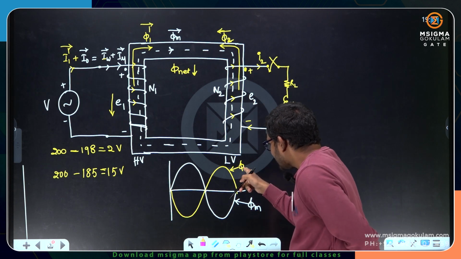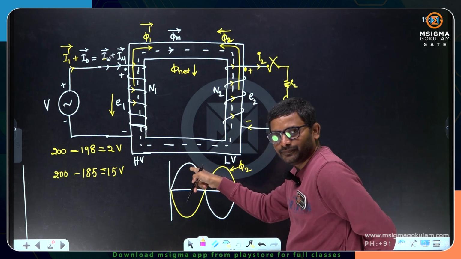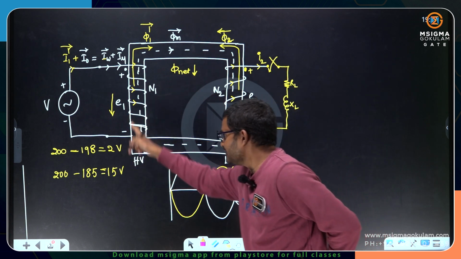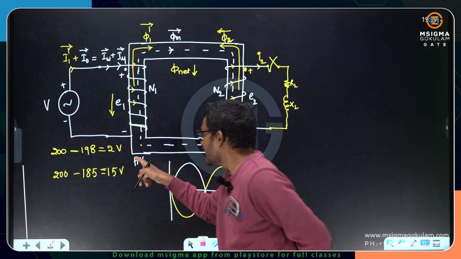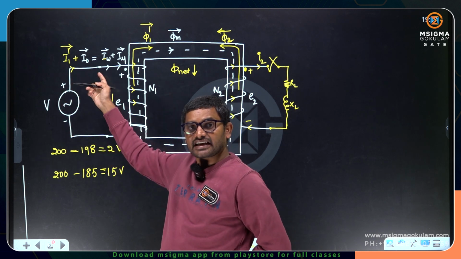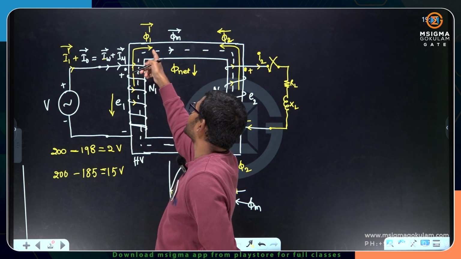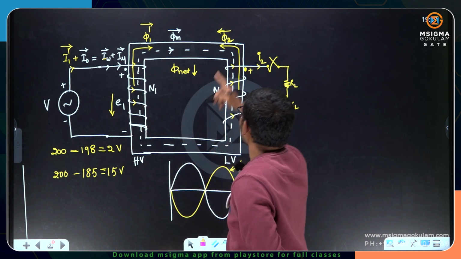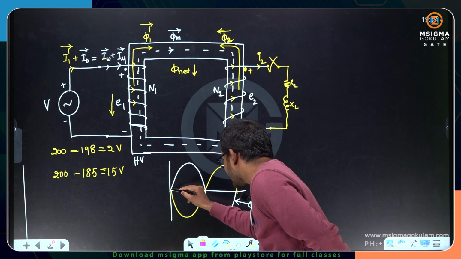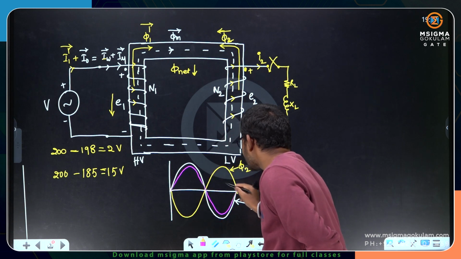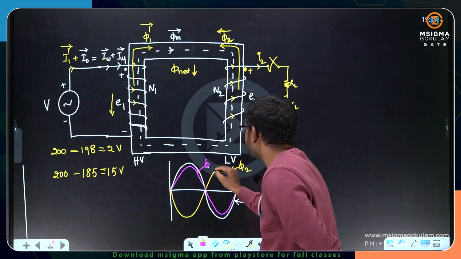As phi 2 is opposing phi m, the net flux is reducing and the EMF is reducing. As the EMF is reduced, the potential difference is increasing. This potential difference is driving one more current, and that current is setting up a phi 1 dash, which is opposite to phi 2 to satisfy Lenz's law. So I can draw phi 1 dash like this. This is my phi 1 dash.